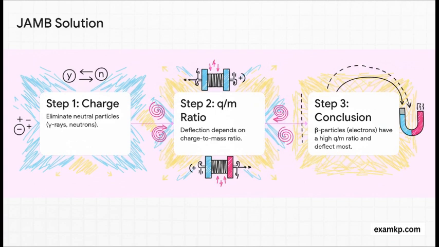The key here is the charge to mass ratio. Think of it like this. It's easier to push a small light car than a giant truck, right? Even though the alpha particle has more charge, it's also thousands of times heavier. That tiny lightweight beta particle gets thrown around way more easily by the force. So the conclusion is clear. Beta rays are deflected the most.